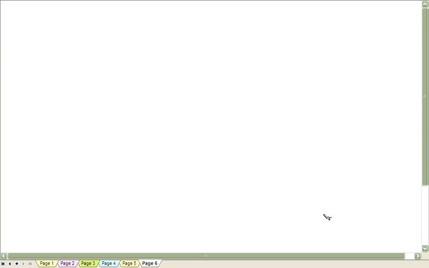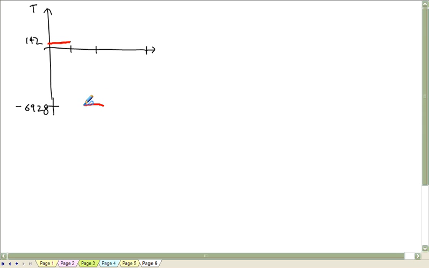Get things that look about like this. So for the tension, things are going to change at 0.25, 0.5, and then goes out to 1. So we started at positive 142.8. Then we drop way down to negative 69.28. So let's see. There, there, and then it stays here.